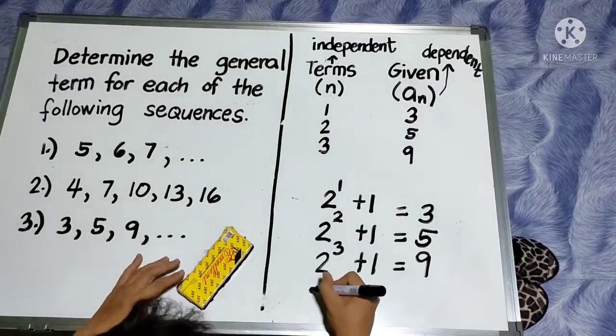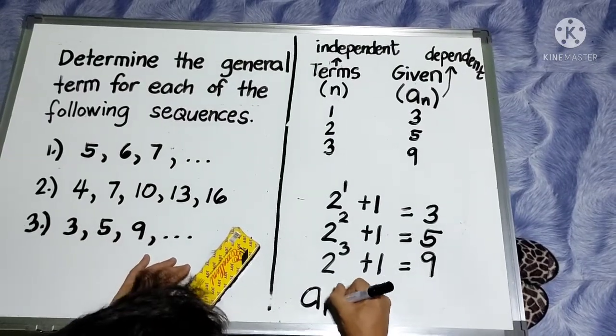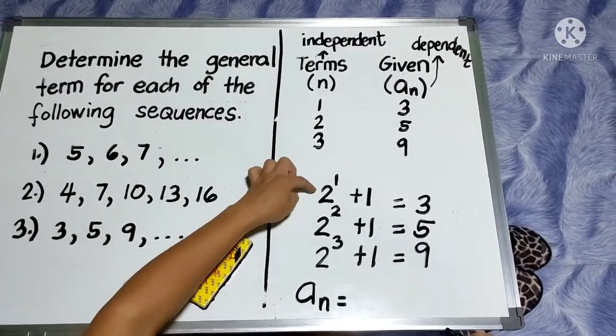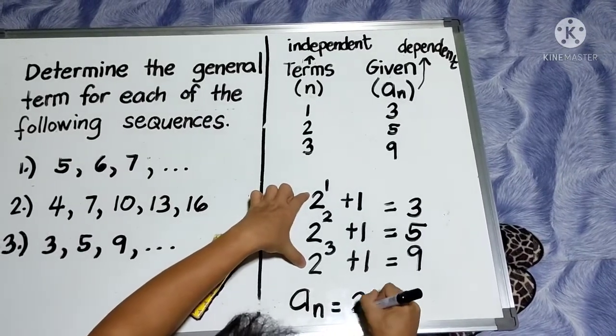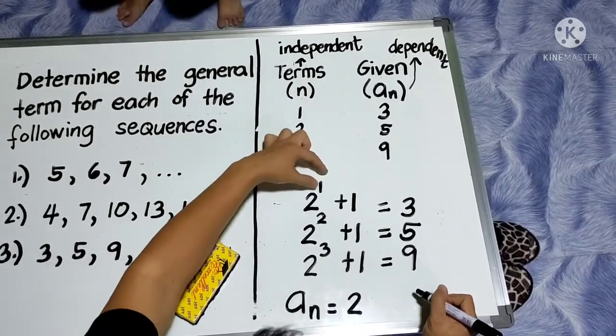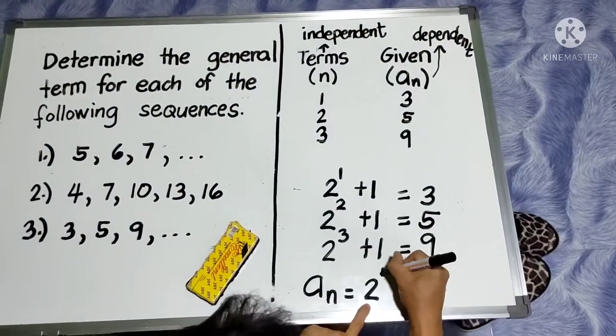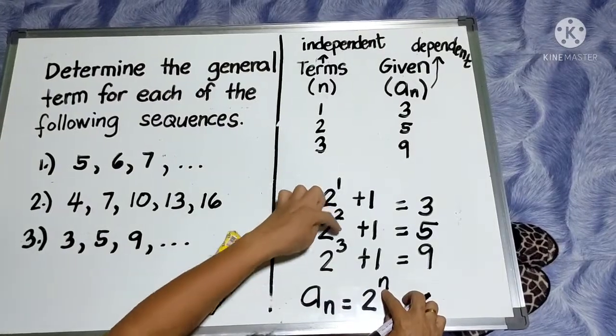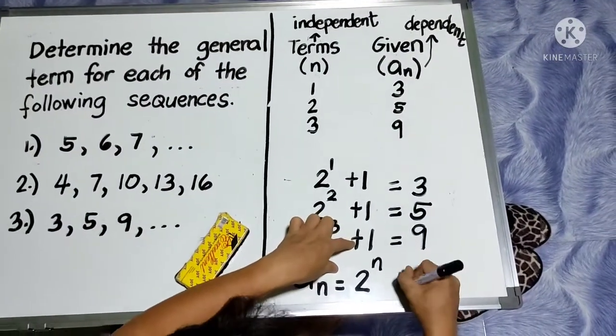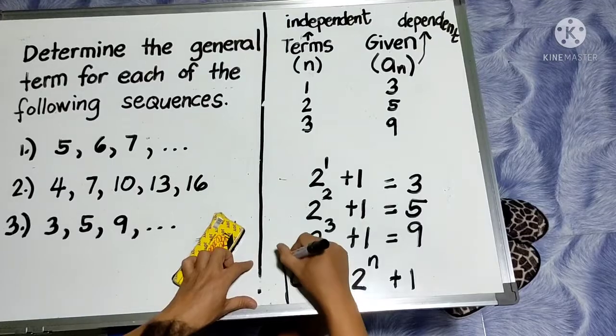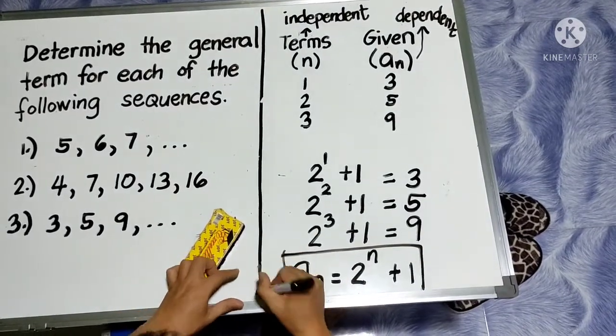So this time, you can now write your general term, which is equal to, copy, 2, and your n are this, 1, 2, and 3. So 2 to the exponent of n, because these are your n, 1, 2, 3, copy, plus 1. There you have it, guys. We're done with our lesson 1 of the first module, which is generating patterns.